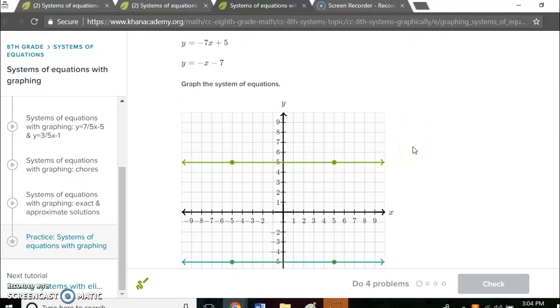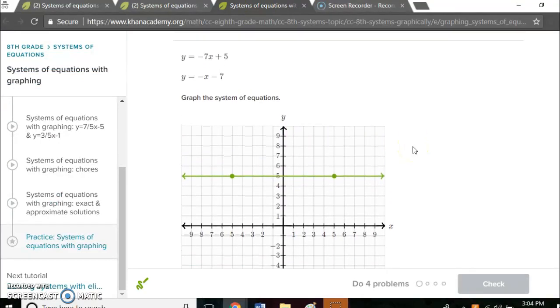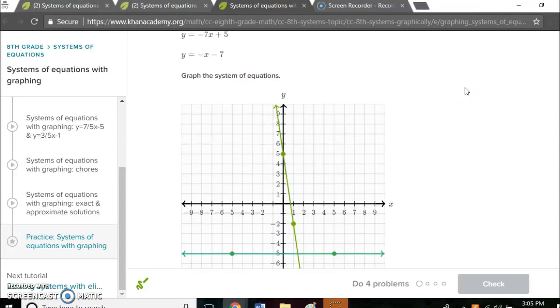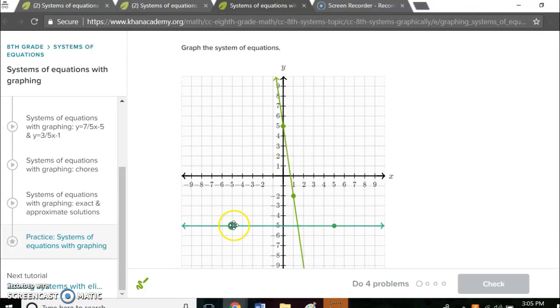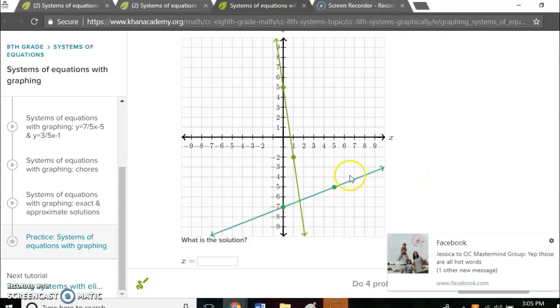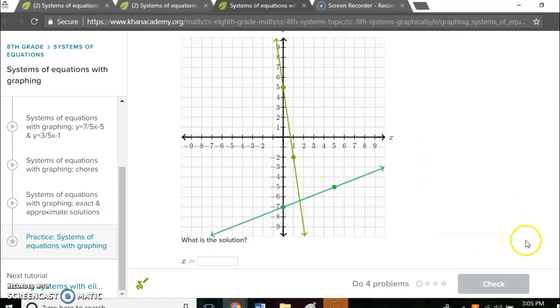Okay, so this is what you're going to be doing on your homework. So you're going to start with, here's your system, okay? The b is 5, so this guy's already at 5, so I'm just going to do that. And then the m, the slope is -7, so I need to go down 7 and over 1, so that's my first line. My second line, the b is -7. I'll put that at -7, and the slope is -1. Oh my gosh, seriously? So I need to go down 1 and over 1 from there, okay?